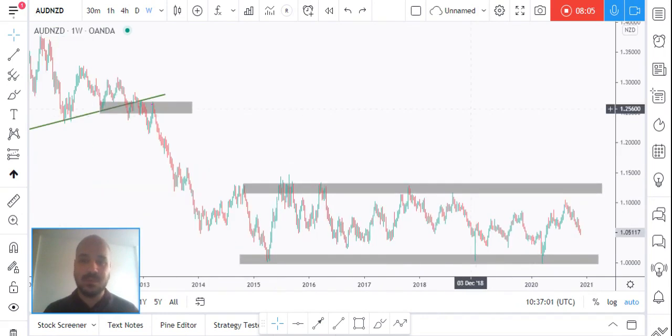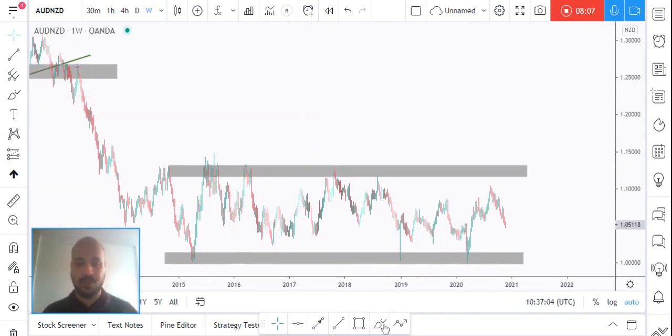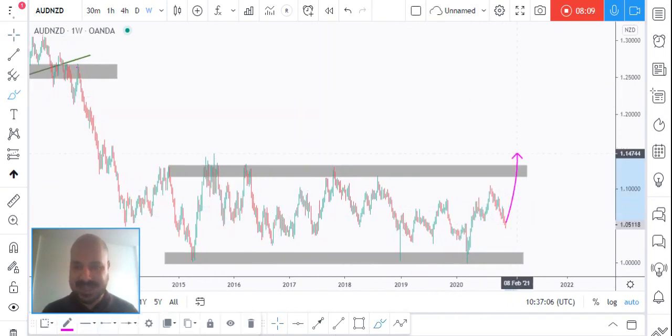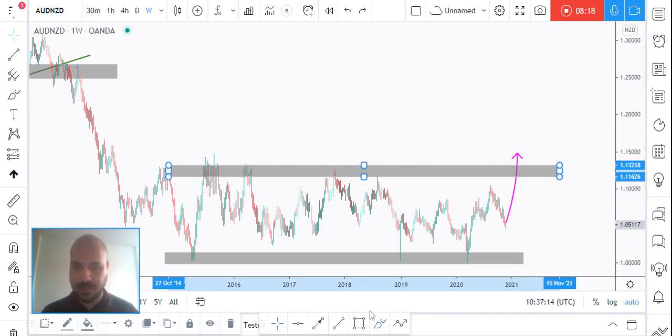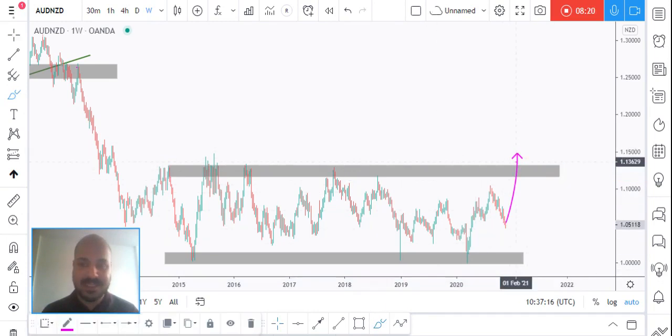And the momentum will be shifted from a range to bullish or bearish if price breaks aggressively above the upper range. Then we will not buy immediately. Give me a moment. Here we go. We'll wait for a retest, and then we will be looking for buy setups on the retest.